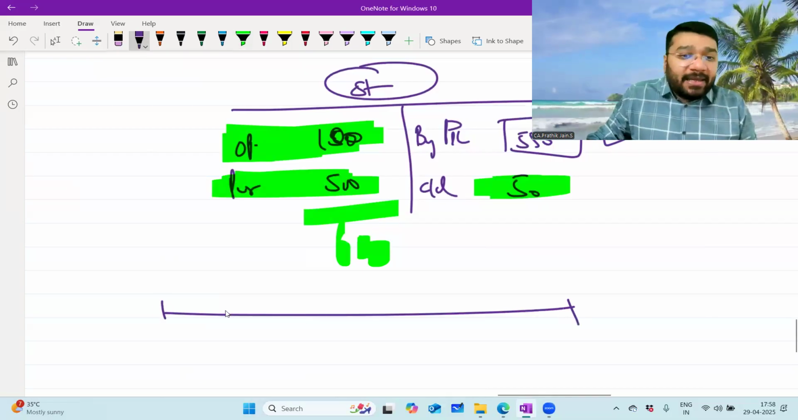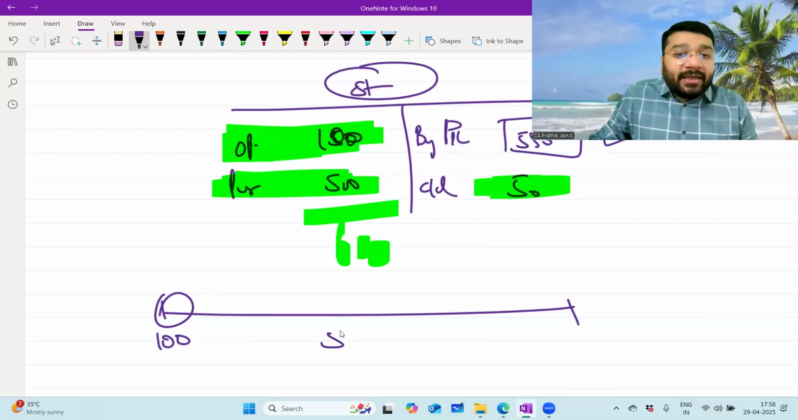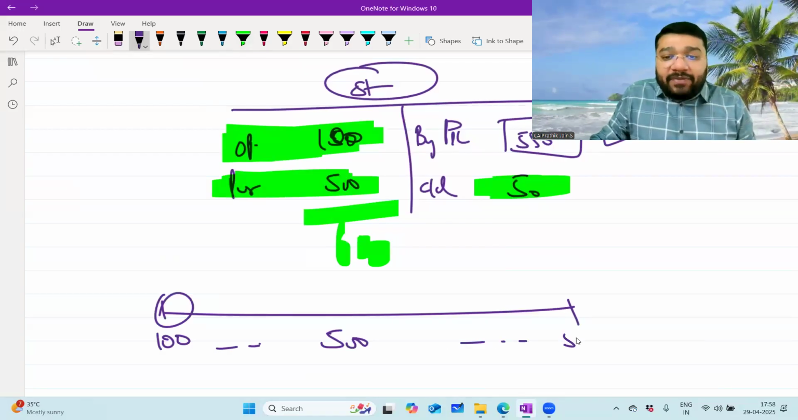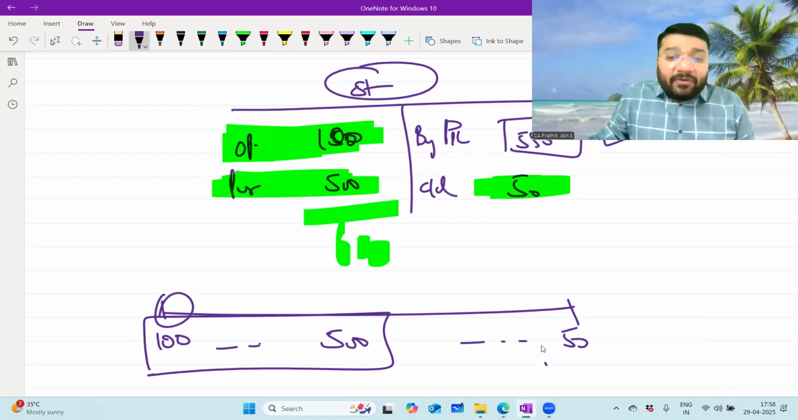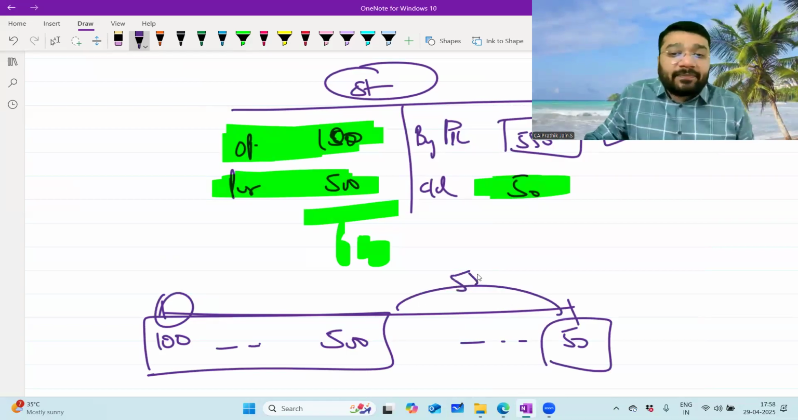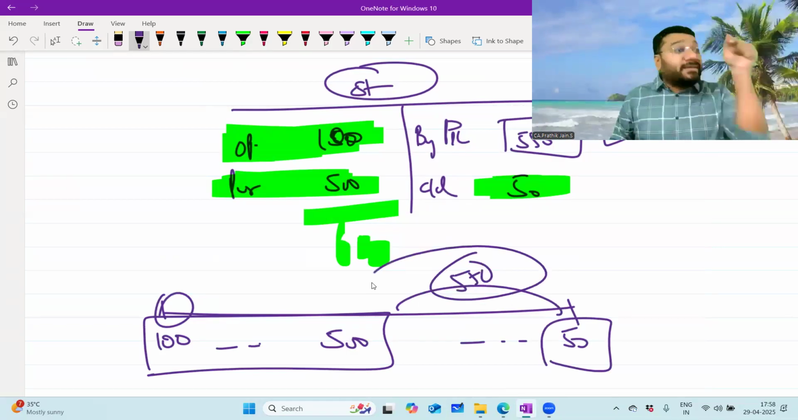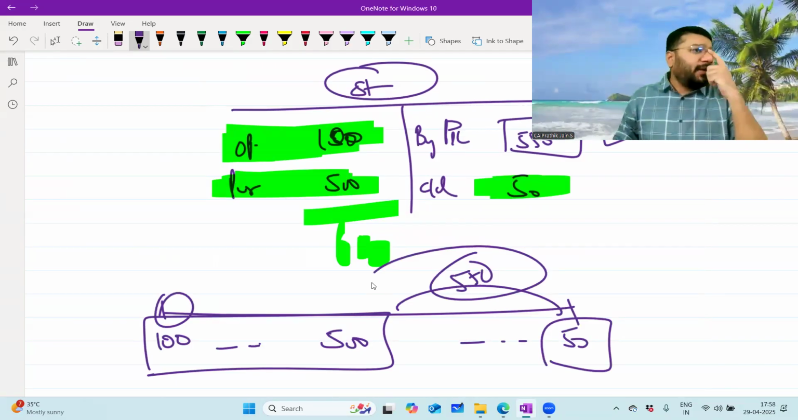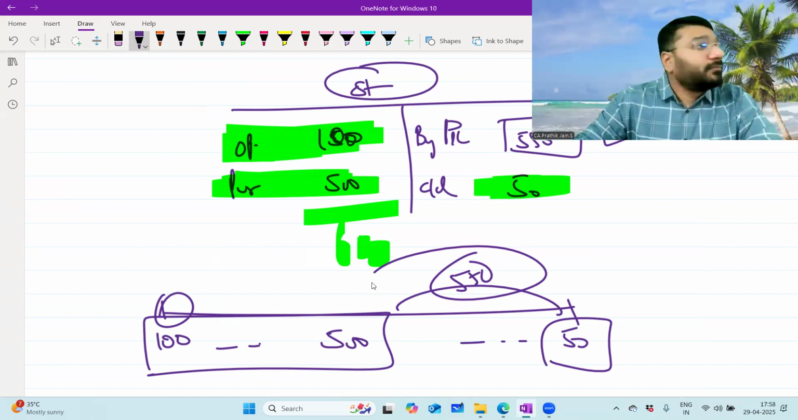Opening balance 100. During the year 500 purchased. But when I came to the end of the year, only 50 is left. You had 600, only 50 is left. Now what happened to the balance 550? 550 is consumed. To the extent the goods are consumed, that becomes your stationery expenses. Any problem here? Am I clear?